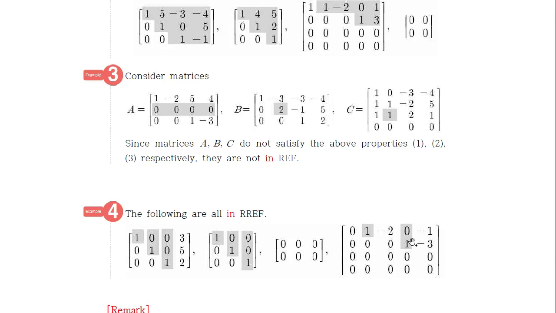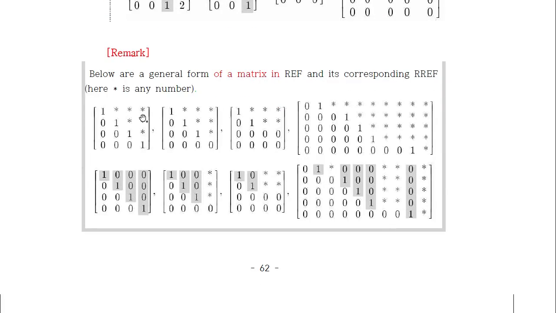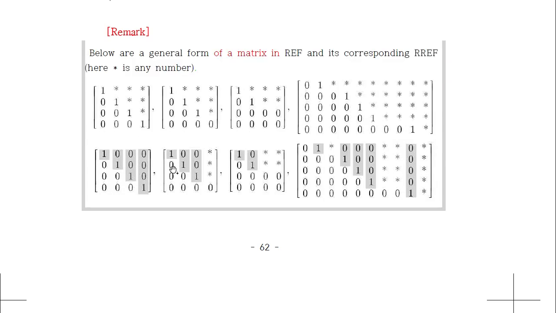Here, above the leading ones are all zeros. Even though it has -2 and -3 here, it's okay. It still is in the REF, and it satisfies the first condition. So it is in RREF. Whatever values you have here, they are all REF. If you have all zeros above the leading ones, then whatever values you have here, they are still in RREF. Okay? So these are in REF, and these are all in RREF.